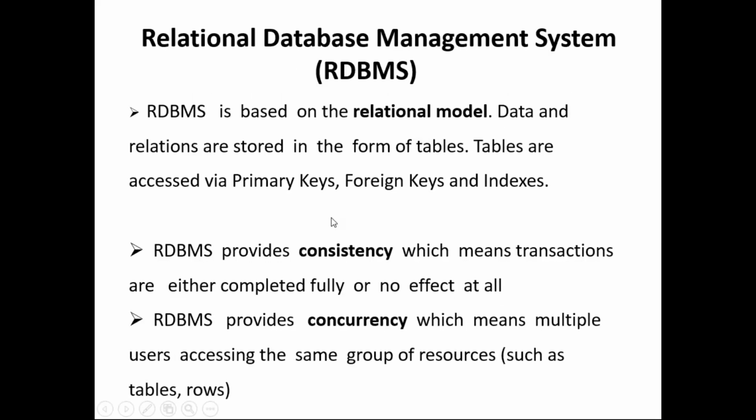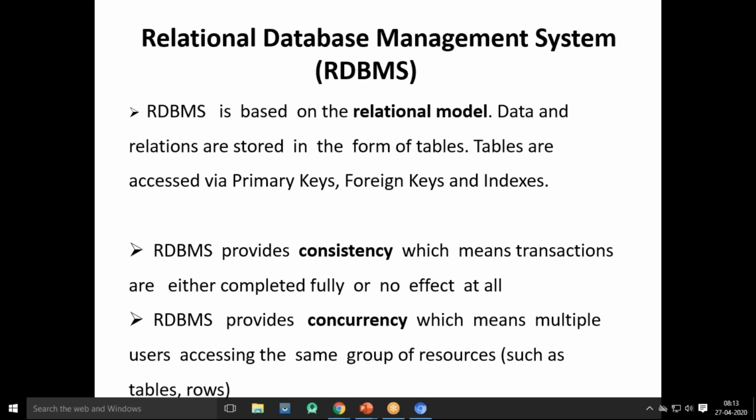So this is how the relation is maintained between the tables using foreign keys, primary keys and so on, as well as between the rows and the columns. The features of the RDBMS are consistency, concurrency, etc. Atomicity is there, then durability is there, isolation is there. All these are the properties of the RDBMS.